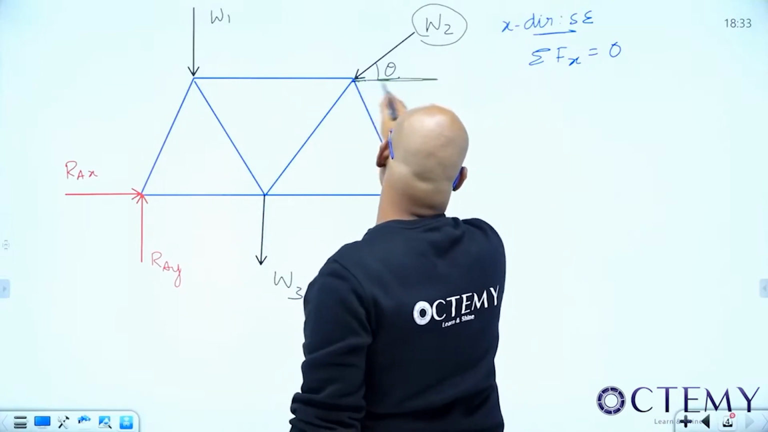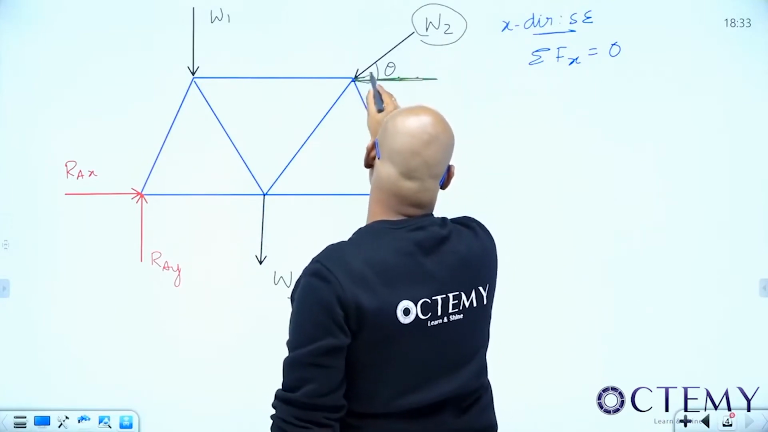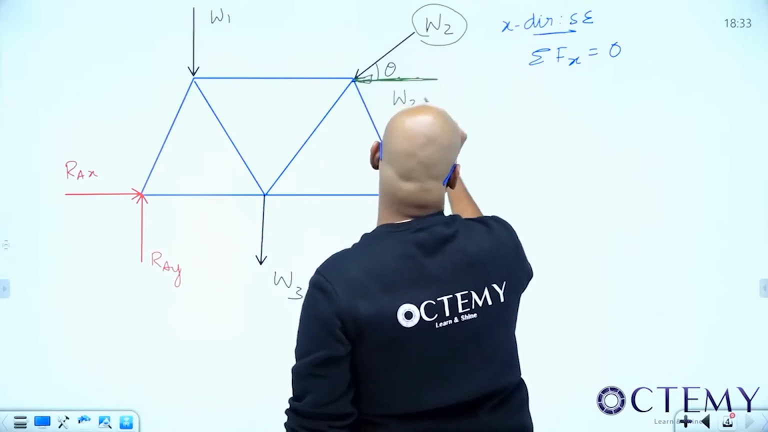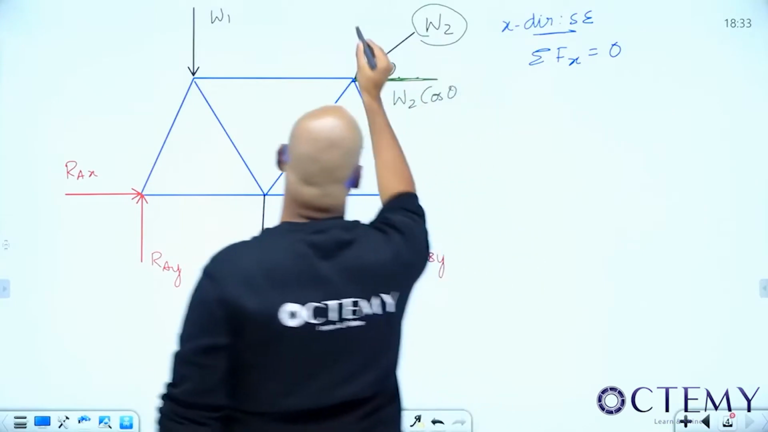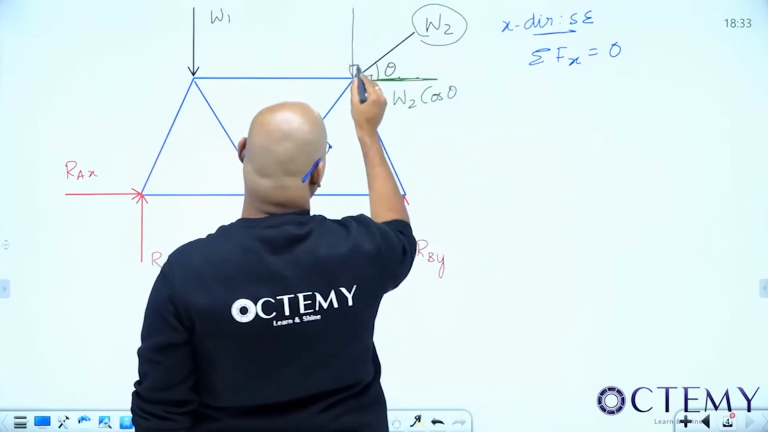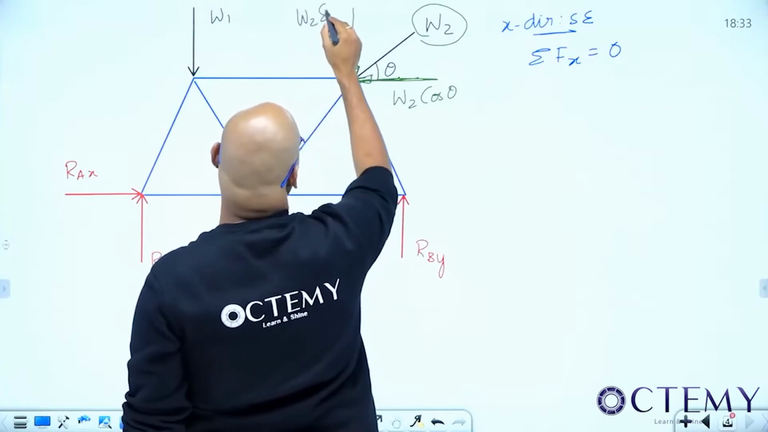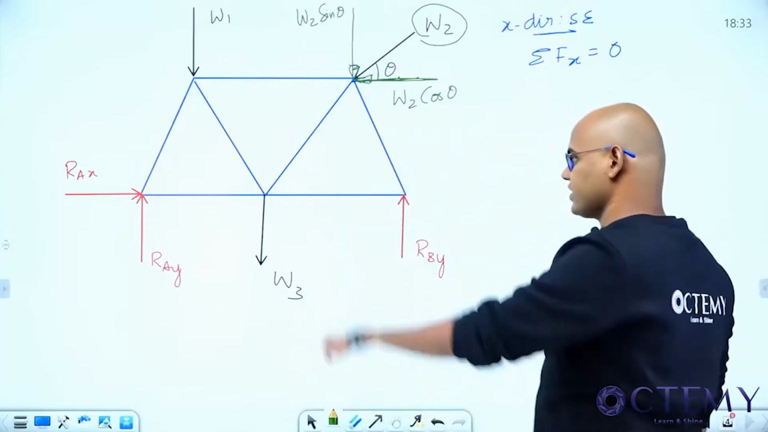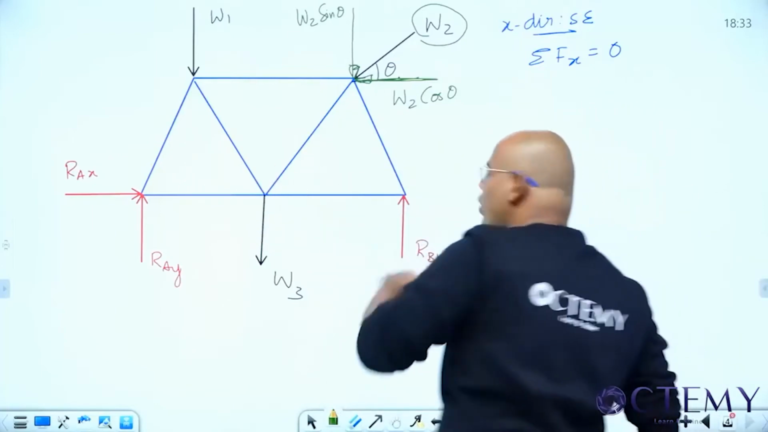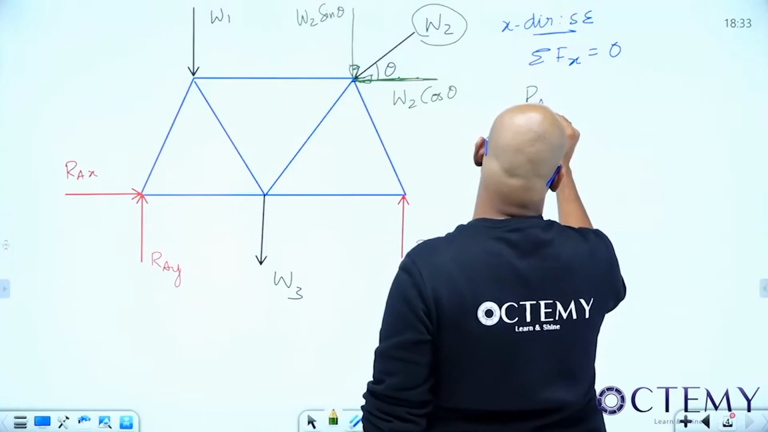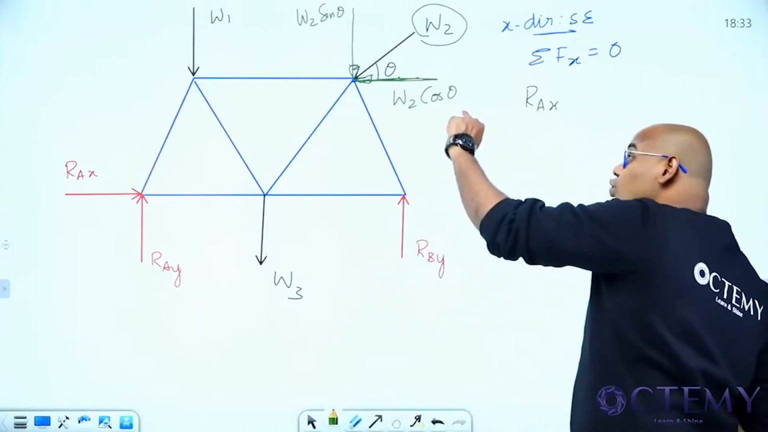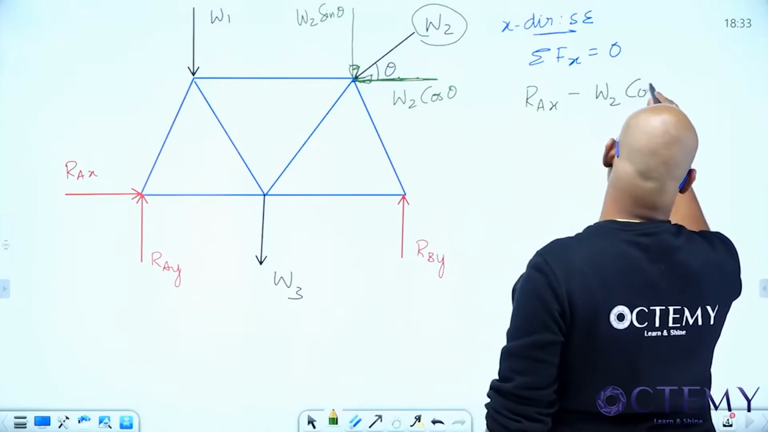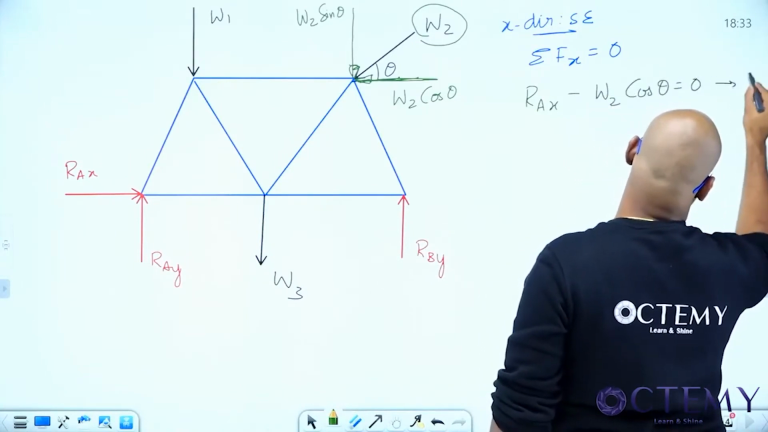So what will happen if I resolve this? The component of force in this direction is how much? This is the adjacent side, so it is the cos component, W2 cos theta. And the component of force along this direction is W2 sin theta. Now tell me, what are the forces in x direction? RAX, it is in the positive x direction. Next, W2 cos theta is in the negative x direction. So RAX minus W2 cos theta is equal to 0. Let us say this is equation 1.